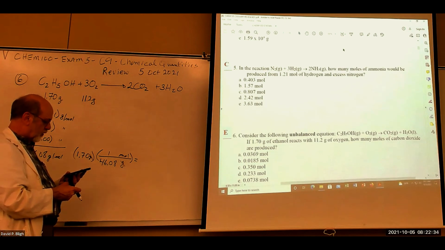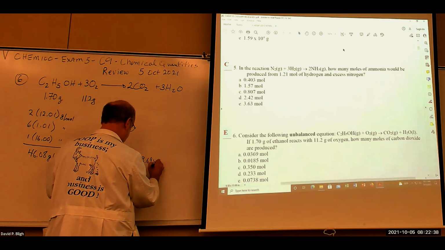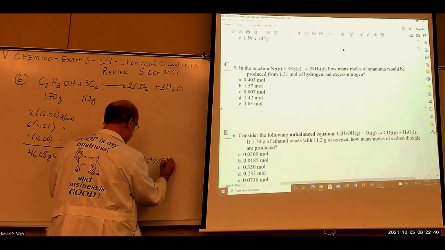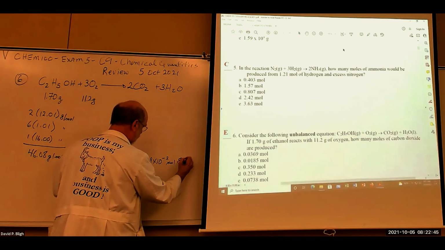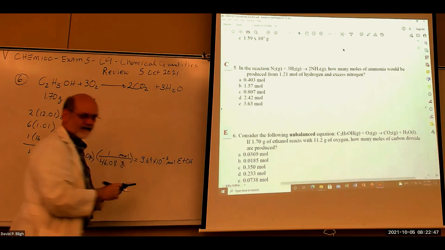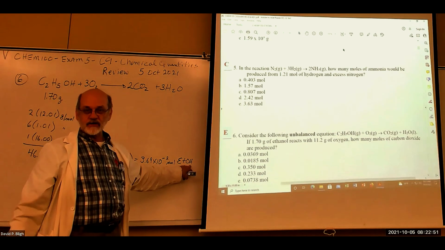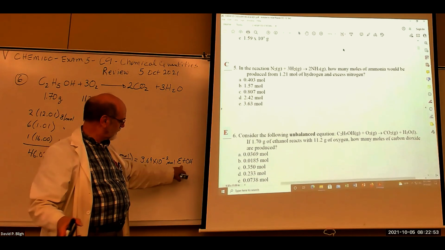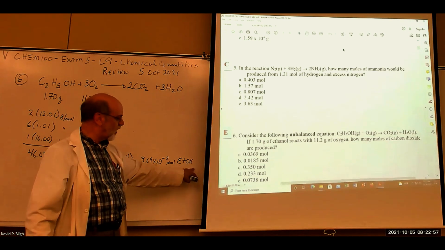is 3.69 times 10 to the minus 2 moles of ethanol. That's my abbreviation for ethanol. I keep the OH on there because it's an alcohol. And this is the ethan part, ethanol.